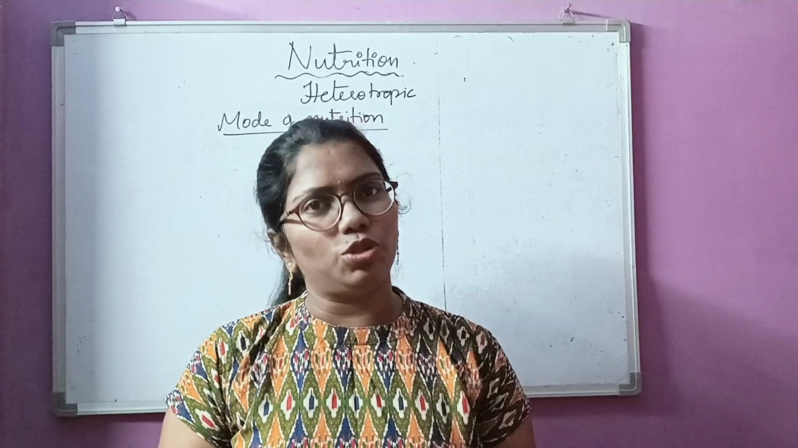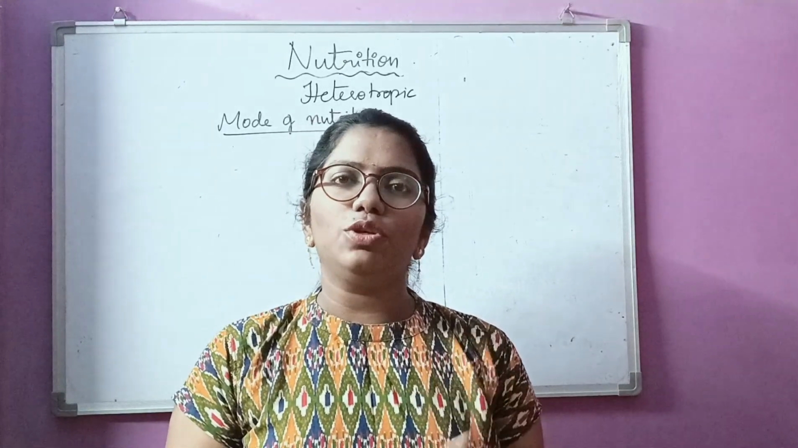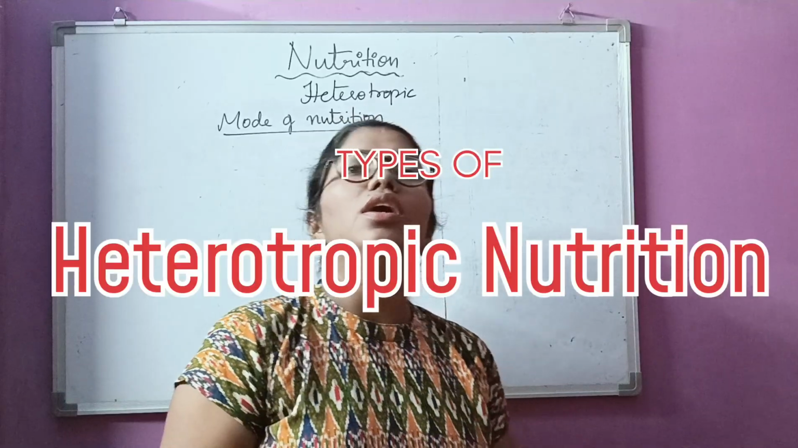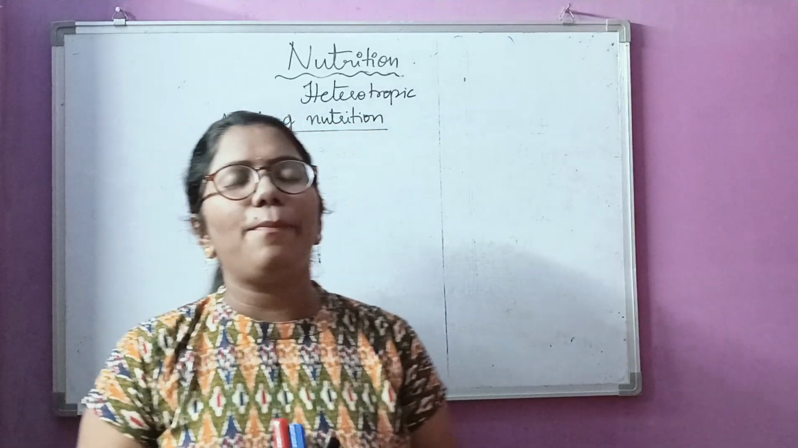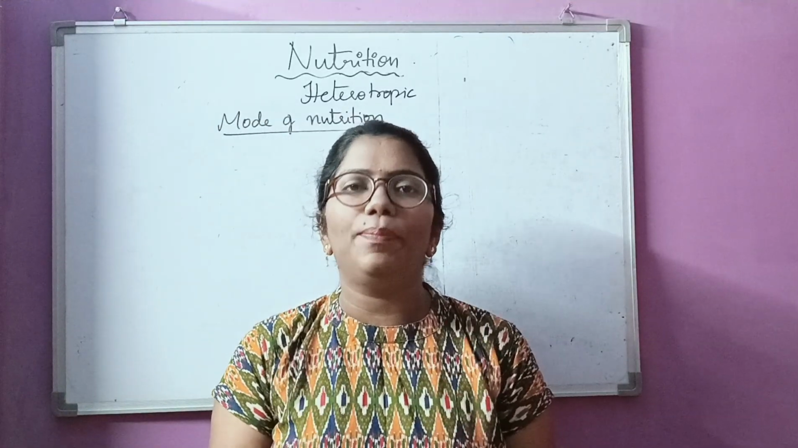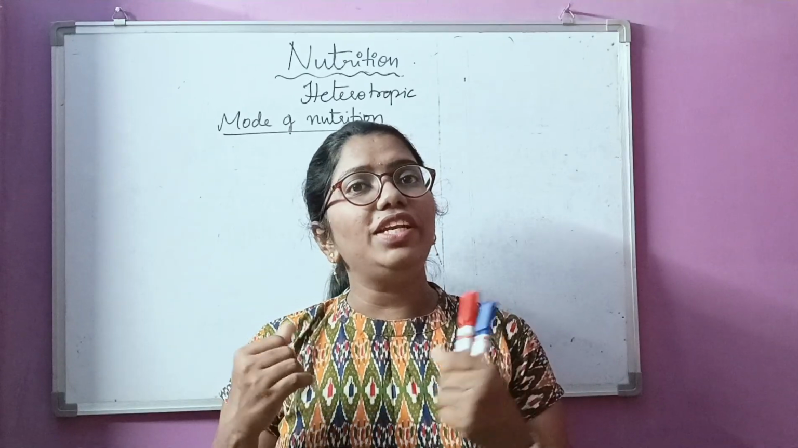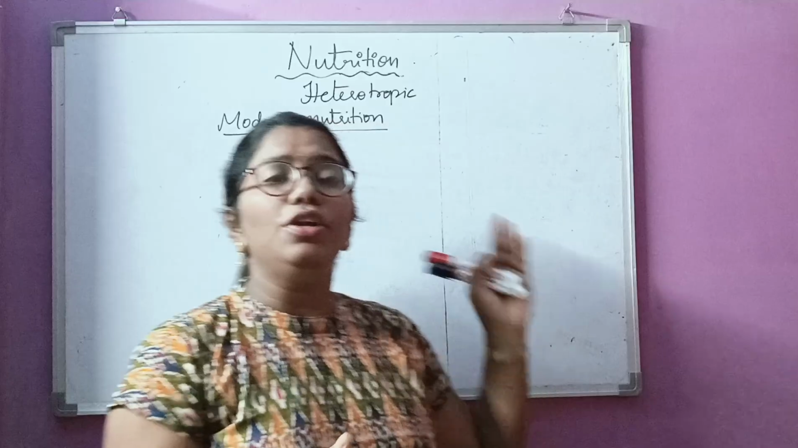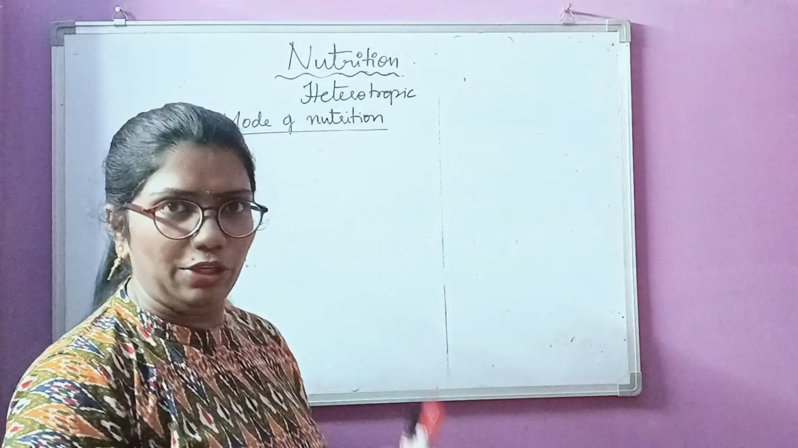In the last video we have seen autotrophic nutrition. Let us see heterotrophic nutrition and the different types of heterotrophic nutrition. Heterotrophs cannot prepare their own food. They have to depend on producers. There are different types of organisms and different modes of nutrition which can be followed in heterotrophs.